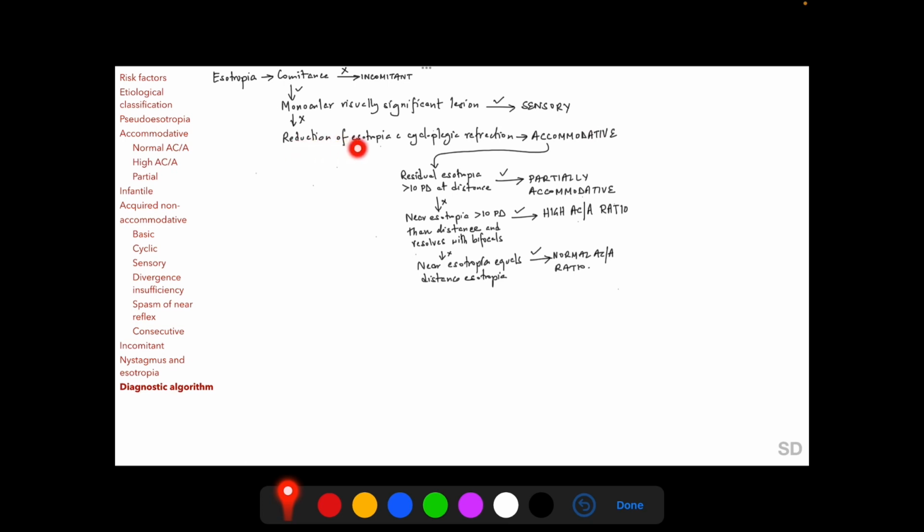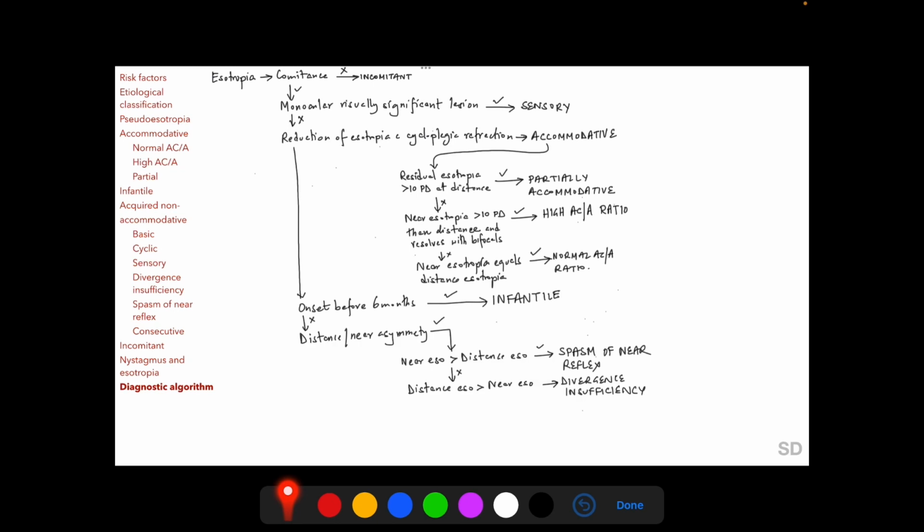But if there is no reduction of esotropia with refractive error correction in a patient with comitant esotropia without any monocular cause of significant visual loss, we take a history of whether the onset of esotropia was before 6 months of age, which will label the esotropia as an infantile esotropia. But if the onset of esotropia is after 6 months of age and the esotropia does not reduce with appropriate refractive correction, we try to establish whether there is any distance near asymmetry of the esodeviation.